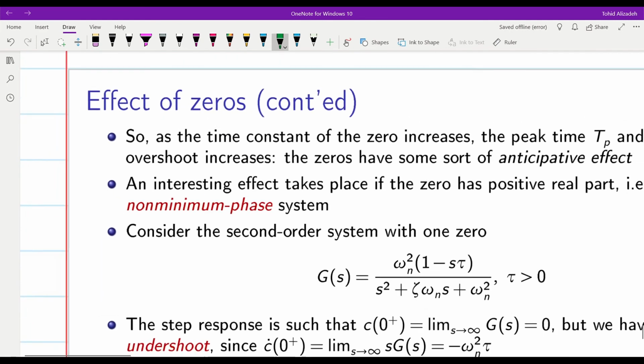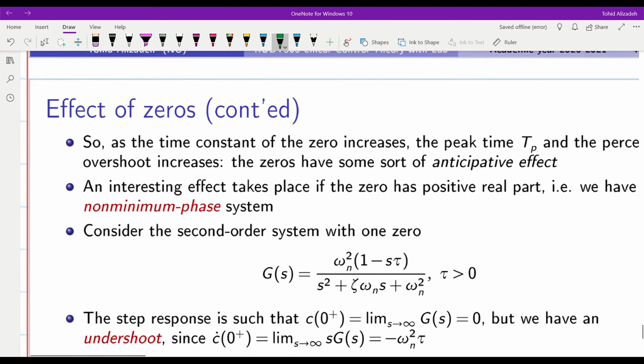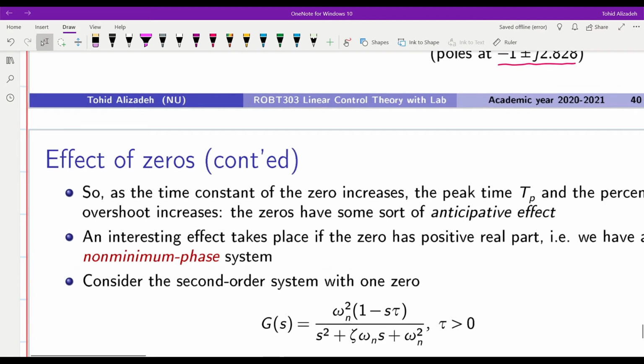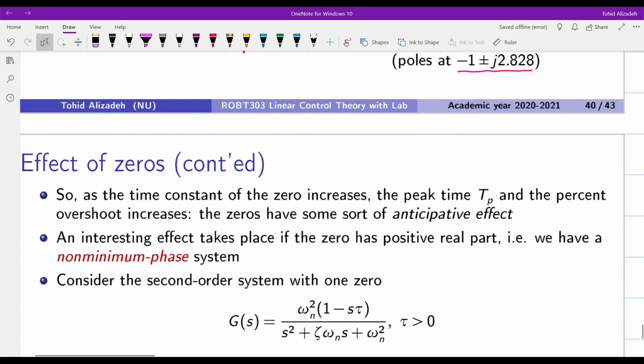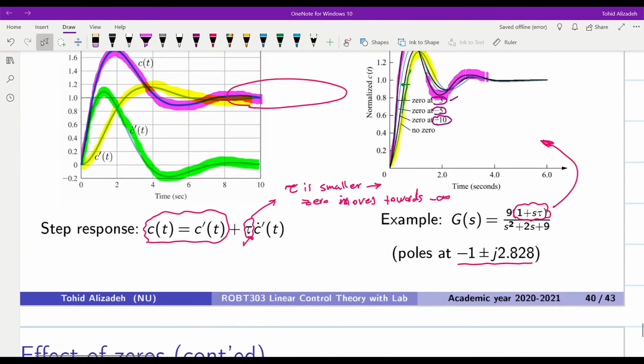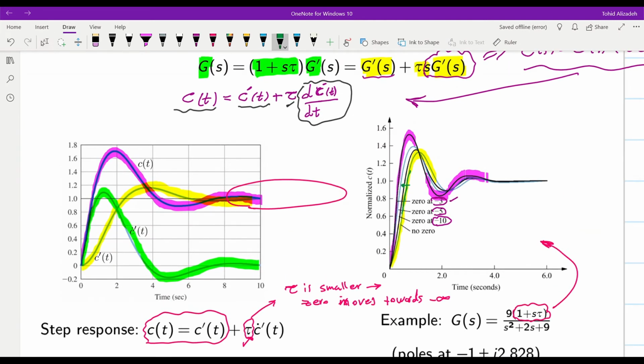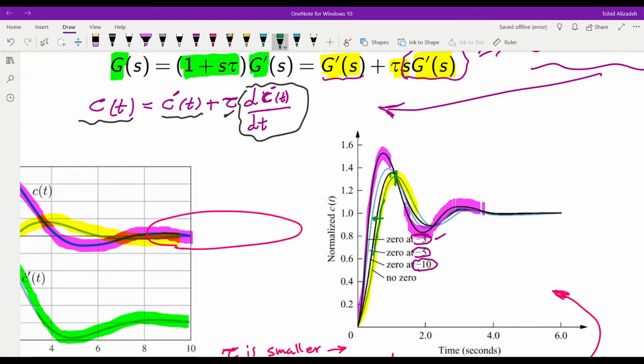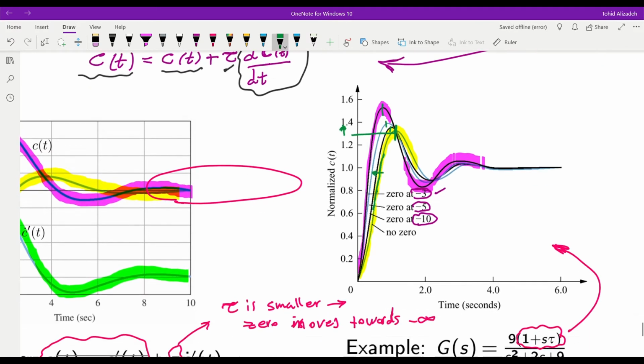And obviously the peak time decreases and overshoot increases. You can also see them here. So this is the peak time for the system without the additional 0, then peak time moves here, moves there, and at the same time you can see that the peak value also increases as the 0 moves towards the origin.